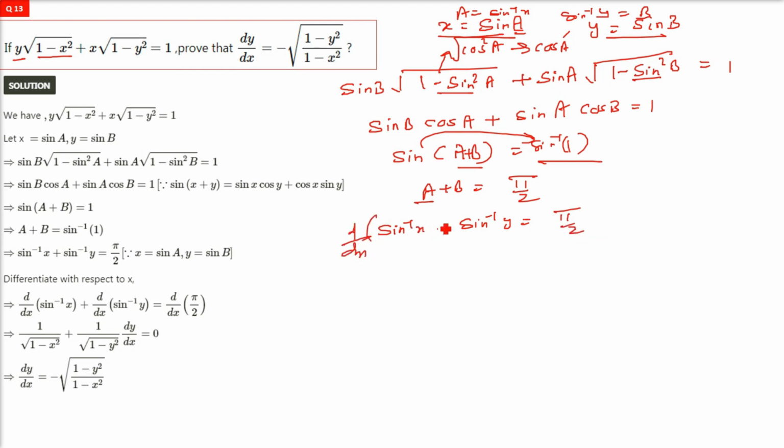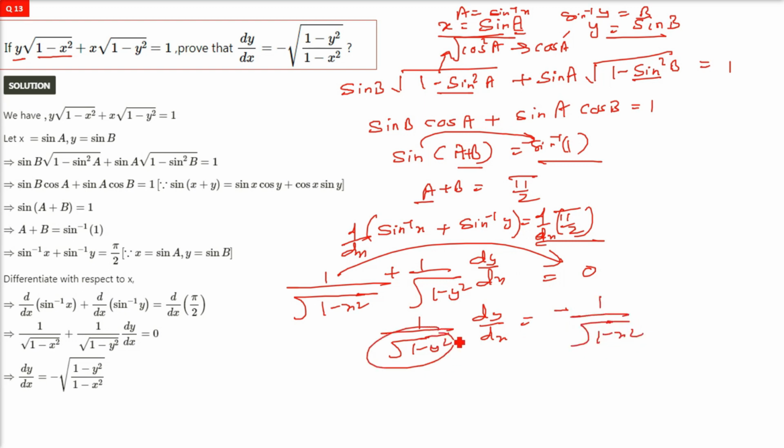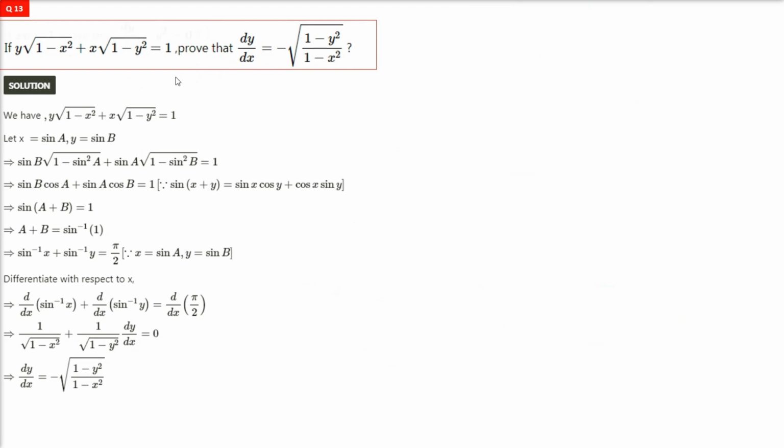Now differentiate d by dx on either side. This is constant, so it will be 0 on the right hand side. D by dx of sine inverse x is 1 by under root 1 minus x square. D by dx of sine inverse y is 1 by under root 1 minus y square. And since it is y, we have to include dy by dx also. Taking this on the right hand side, so dy by dx into 1 by under root 1 minus y square is going to be equal to negative of 1 by under root 1 minus x square. This denominator goes to the numerator, so under root 1 minus y square it will be. So this is your final answer. This is what we have to prove. Directly also, if you try, you will get the same answer.